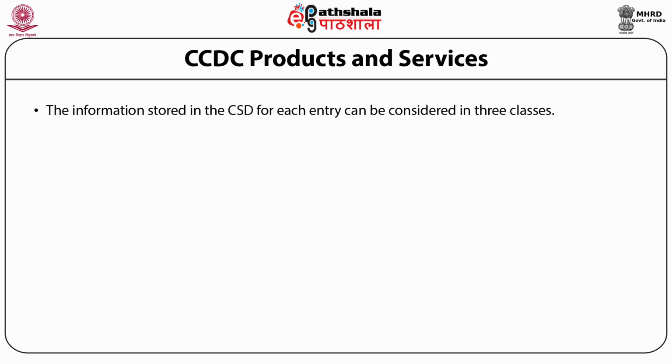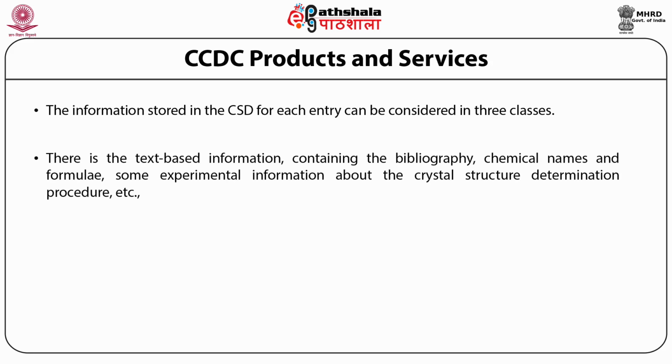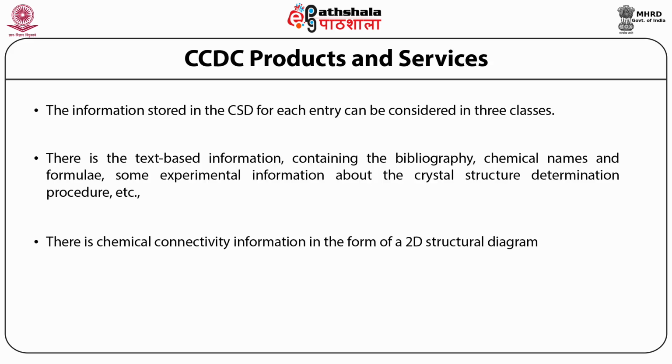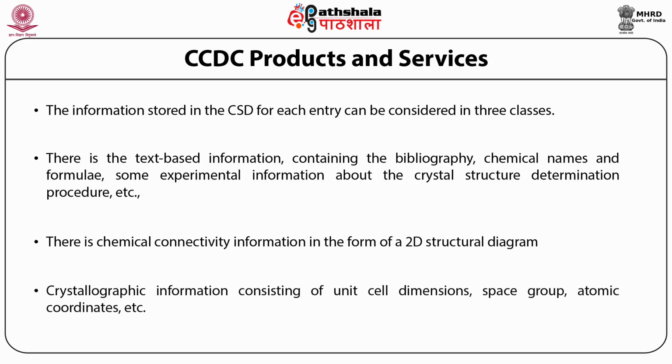Information stored in the CSD for each entry can be considered in three different classes. First, there is text-based information that contains bibliography, chemical name, formula, experimental information about the crystal structure determination procedure, and also information about the shape, color, and applications of the compound. Second, there is chemical connectivity information in the form of a 2D structural diagram, which is the basis of much of the sophisticated search mechanisms for the CSD system. Third, there is crystallographic information that consists of unit cell dimensions, space group, atomic coordinates, and so on.